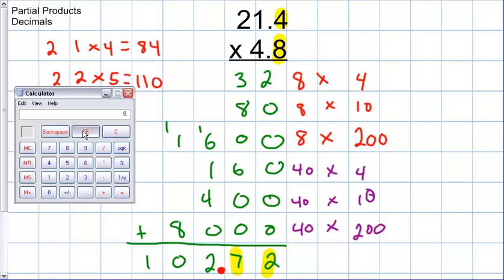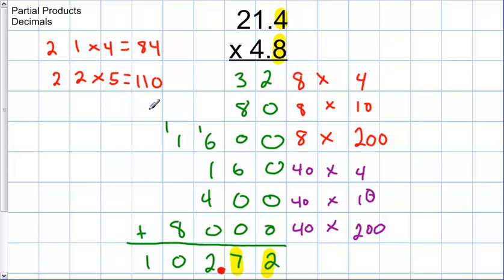So let's get out my calculator to check, just to make sure. So we've got 21 and 4/10 times 4 and 8/10. I get 102 and 72 hundredths. And there you go. There's partial products with decimals.